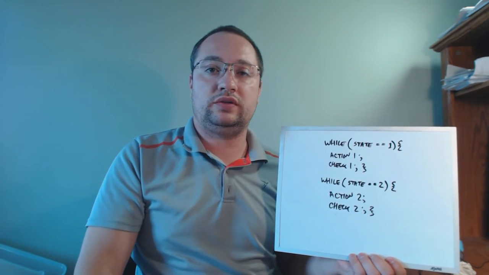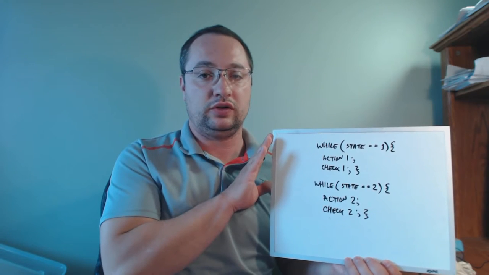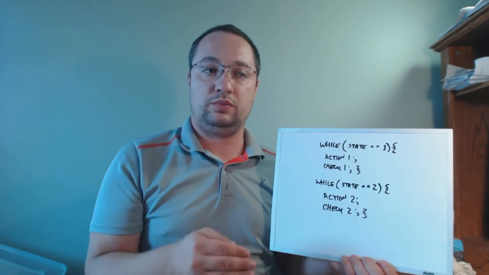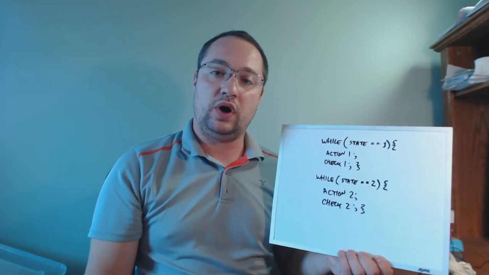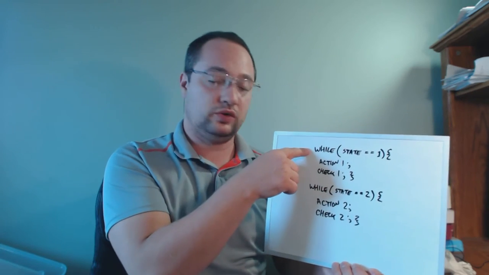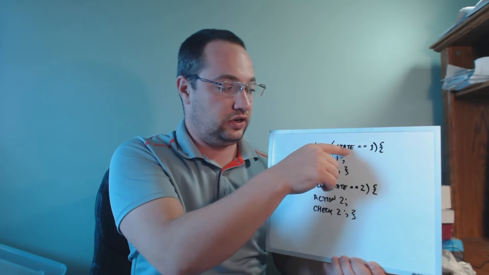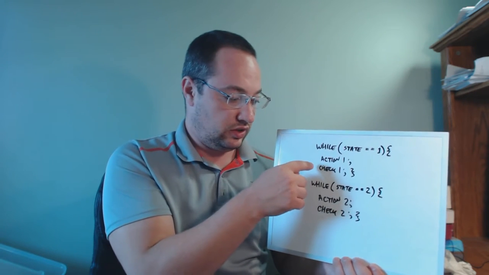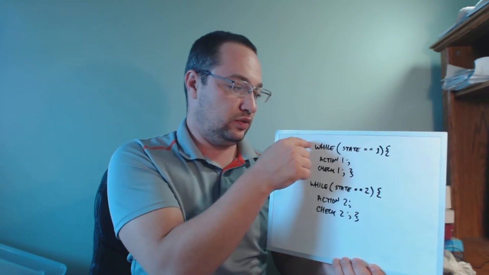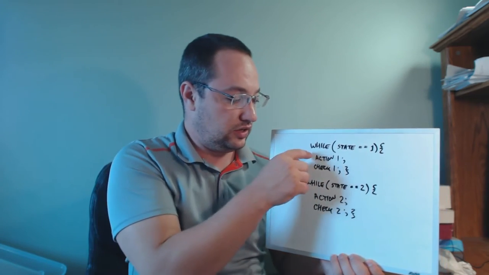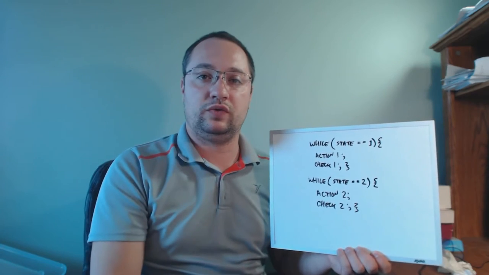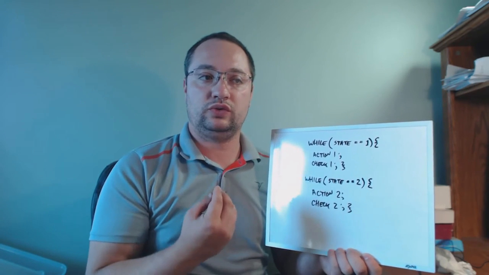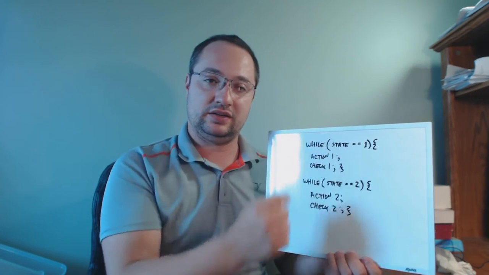So one way to write a state machine, and this is not the recommended way to do it, is by using whiles. When you enter your main loop, you have a set of while statements all in a row. So you enter while statement number one, and you check to see if you're in state one. If you are, go ahead, execute action one, then execute check one, and then start over. Action one is the action that you need to perform while in state one. Check one is the check you need to perform to see if you need to exit state one.